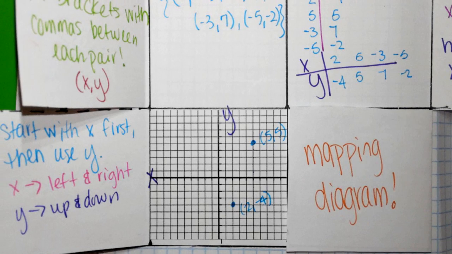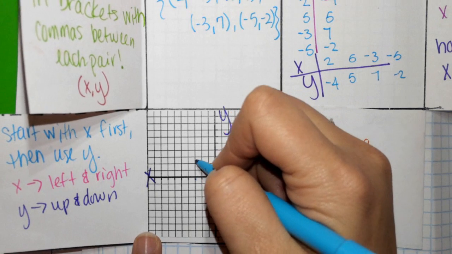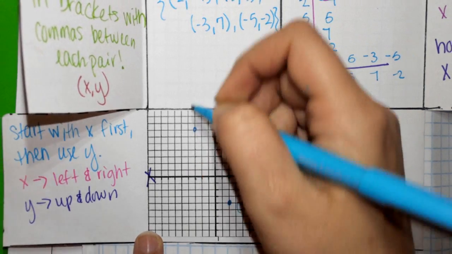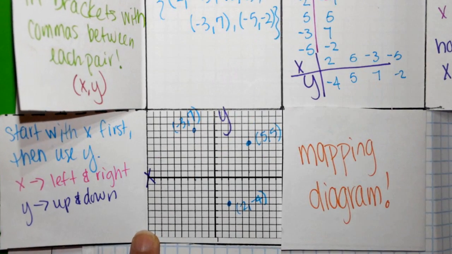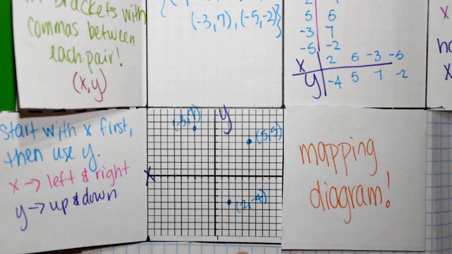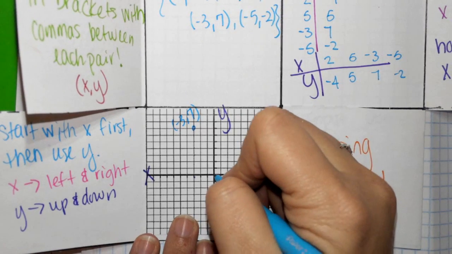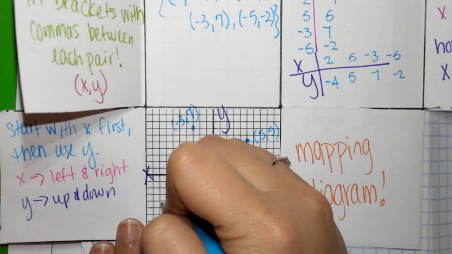Alright, where's negative 3, 7? Awesome. Left 1, 2, 3. Up 1, 2, 3, 4, 5, 6, 7. I lost count. And where is negative 5, negative 2? Down 2. Awesome. Left 1, 2, 3, 4, 5. Down 2.